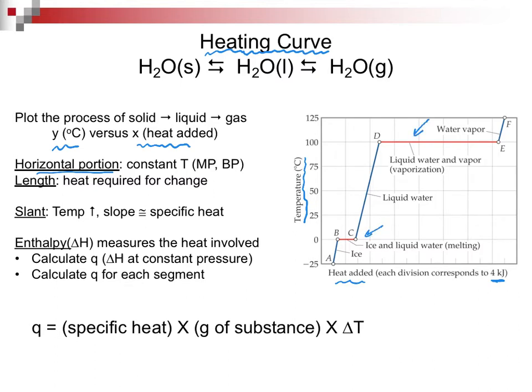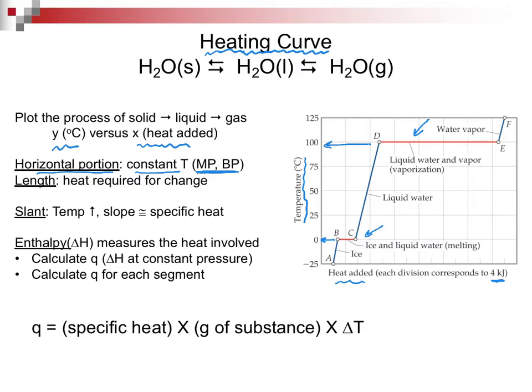When I have a horizontal portion on this graph, that would be the red part here and the red part here, that means constant temperature. So when something is melting or boiling, the temperature does not change. Look over at the y-axis. Notice water freezes or melts at 0, water boils or condenses at 100. Okay, so that's an important point.